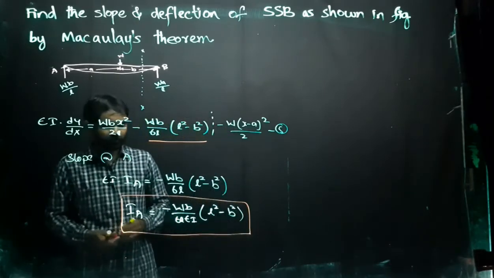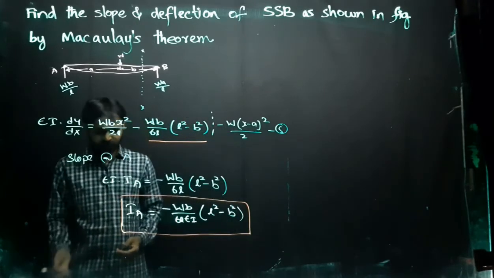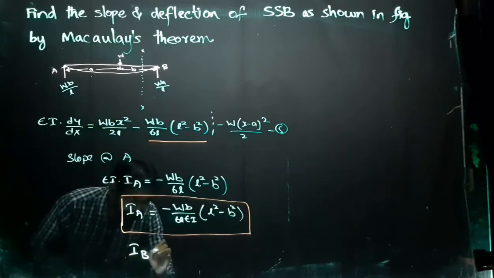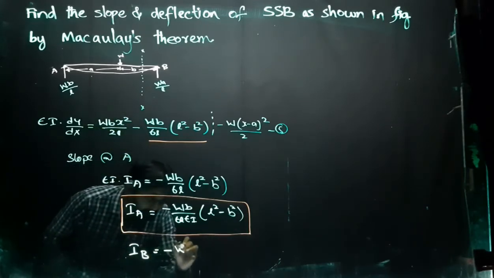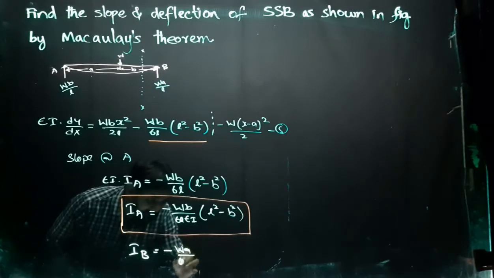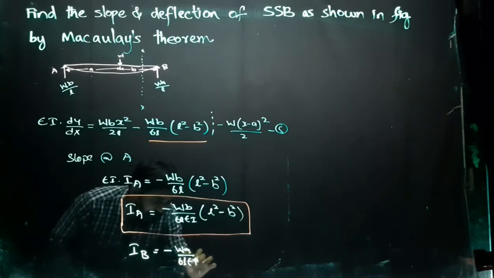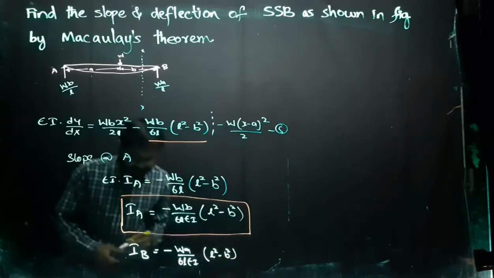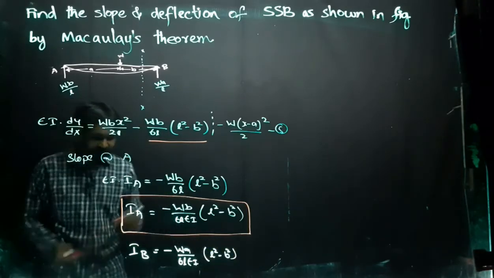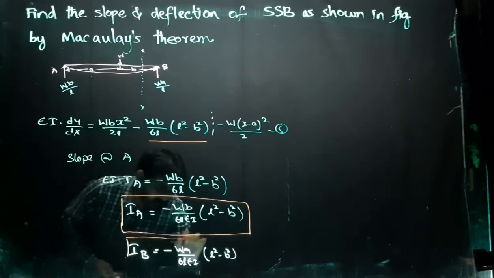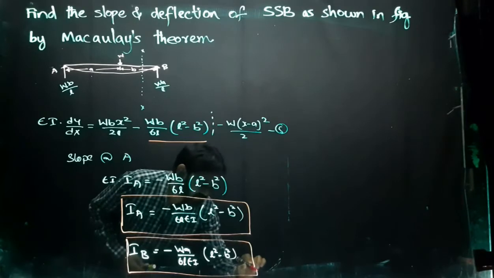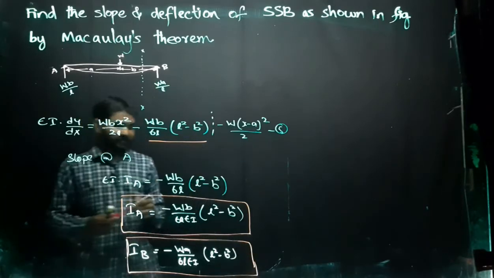Similarly, if you want the slope at B, what will you get? Theta B equals, here I am writing, minus WA by 6L EI into L square minus B square. This is my slope at point B. These are the slopes at these two points.